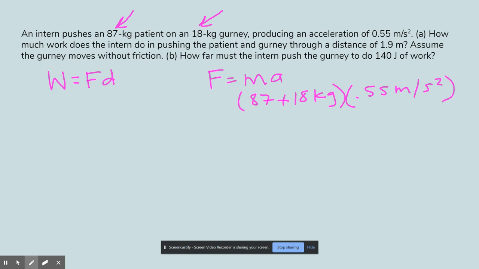When we solve for that, you should find that the force is equal to 105. Oh, I am so sorry. I don't even know where that came from. It is not 105. It is 58 newtons.